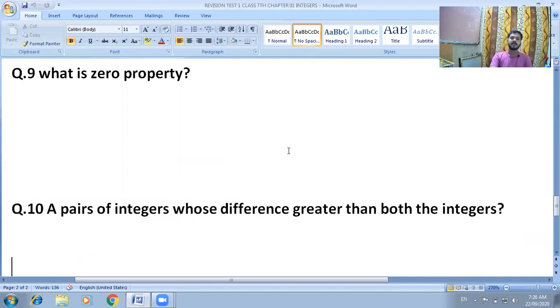A pair of integers whose difference is greater than both the integers. Okay. A pair of integers whose difference is greater than both the integers. It means find such a pair of integers whose difference is greater than both the integers.